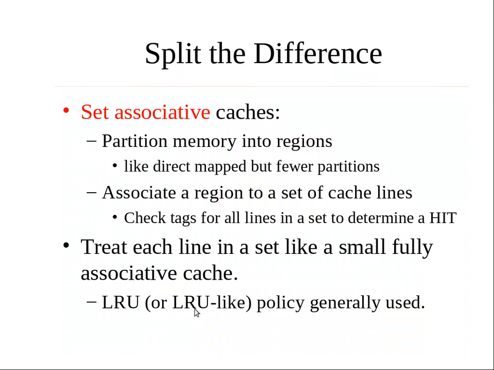Okay, so we've talked about basically the two extremes. Direct map is where every piece of data can only go to one cache line. Fully associative is where a piece of data can go to any cache line. Set associative basically says how many cache lines within a set a piece of data can go to.